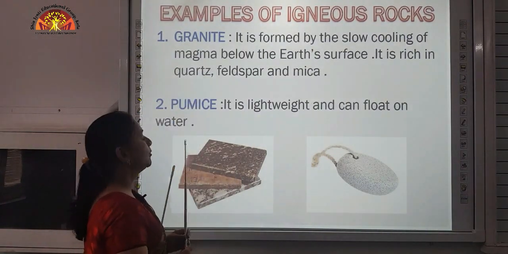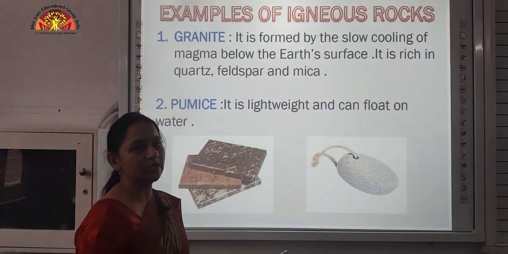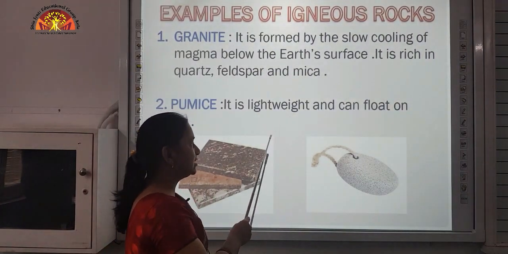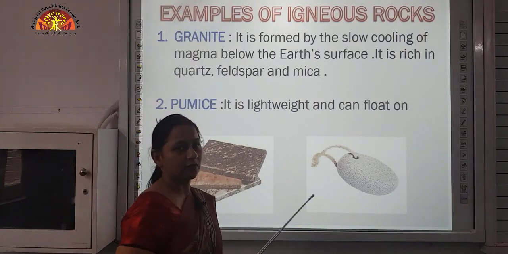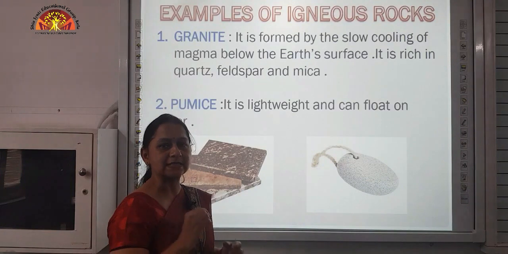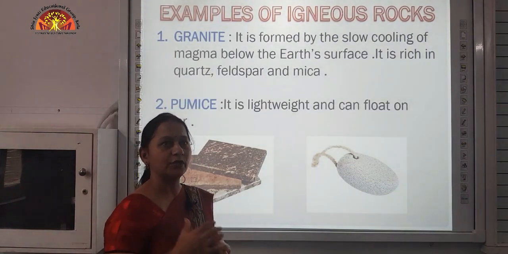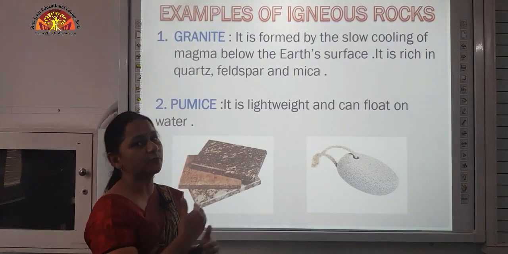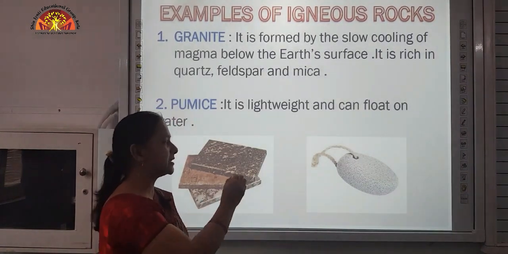The next one, pumice. You must have seen pumice rock. It is very lightweight and it floats on water. Why does it float on water? Because it has air spaces in between which are formed during the formation. When the gases get trapped during the formation of this rock, the air spaces remain.